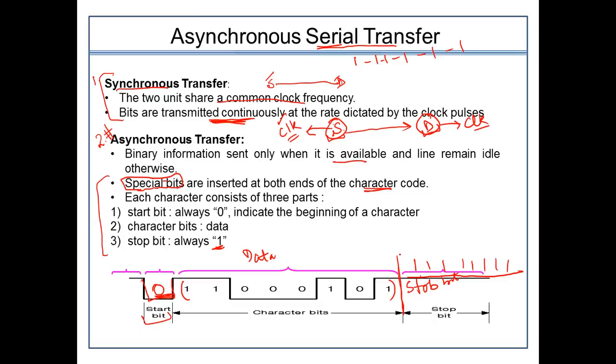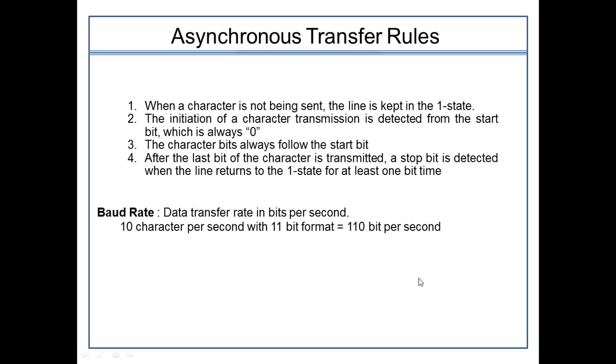So this is how asynchronous data transfer is carried out. We always inject some special bits or special characters. The initiation of the character bits always starts with a start bit, which is always 0, and the stop bits are always 1. There are some rules we need to focus on in order to send data through asynchronous transfer. The first rule is that when the character is not being sent, the line will always be in the one state, meaning the stop bits will be there.